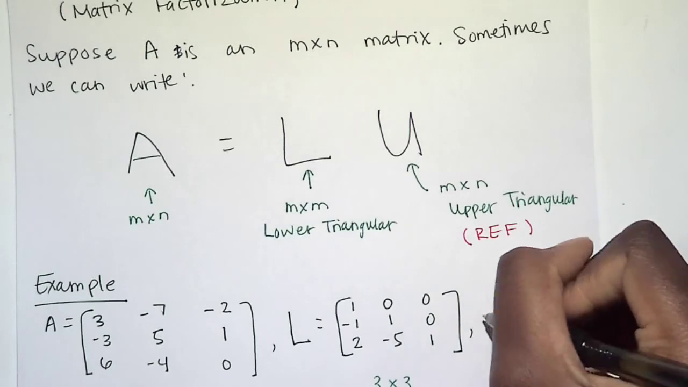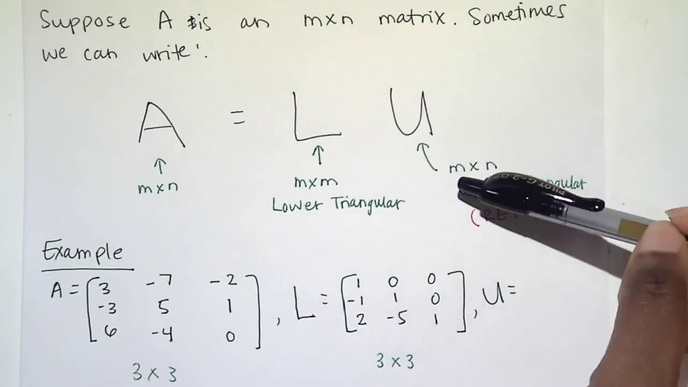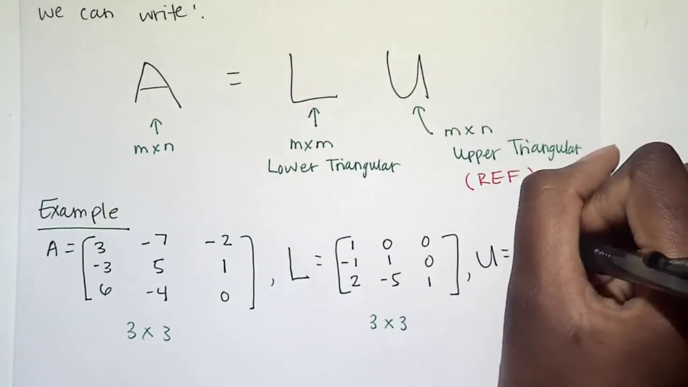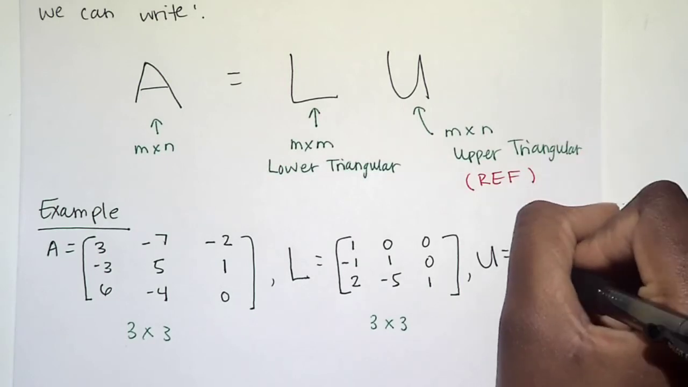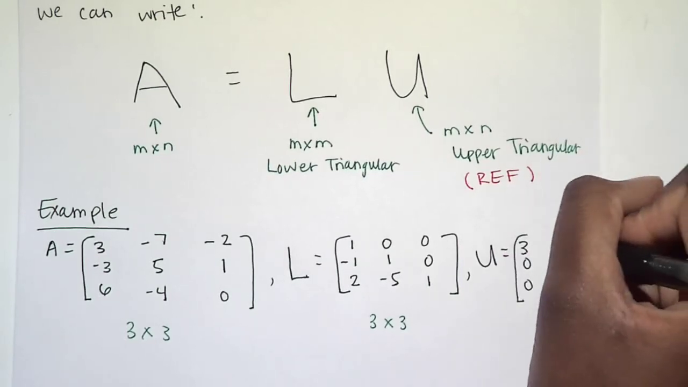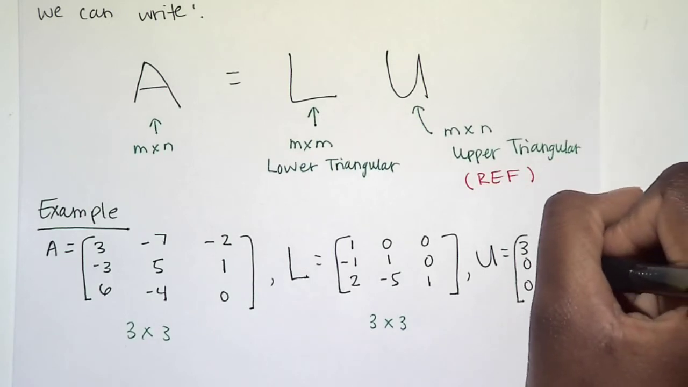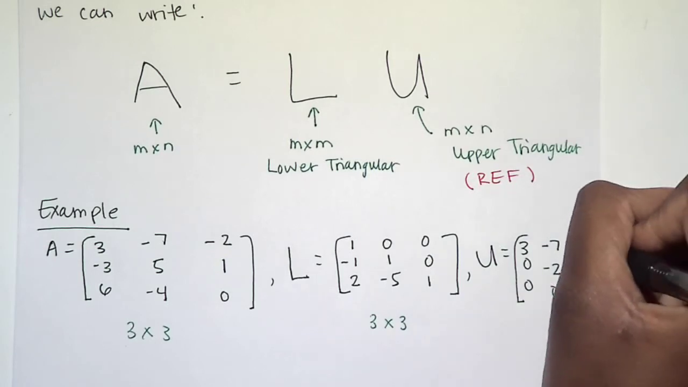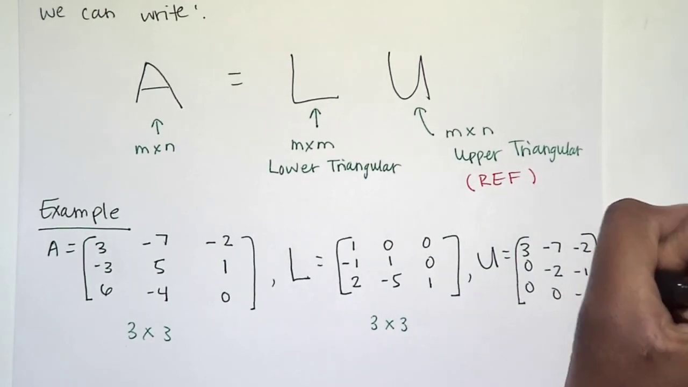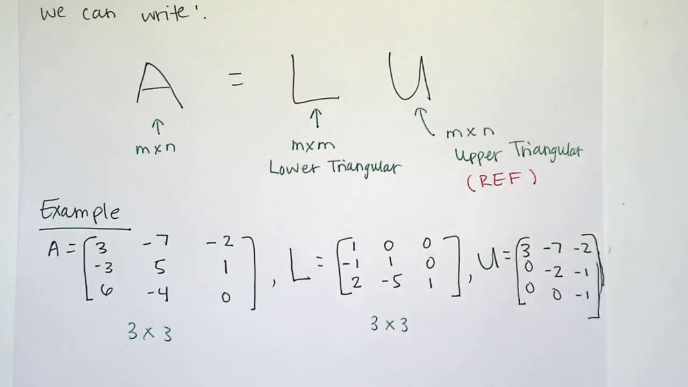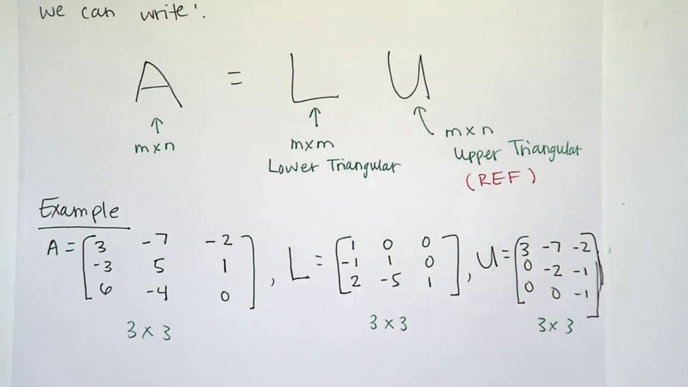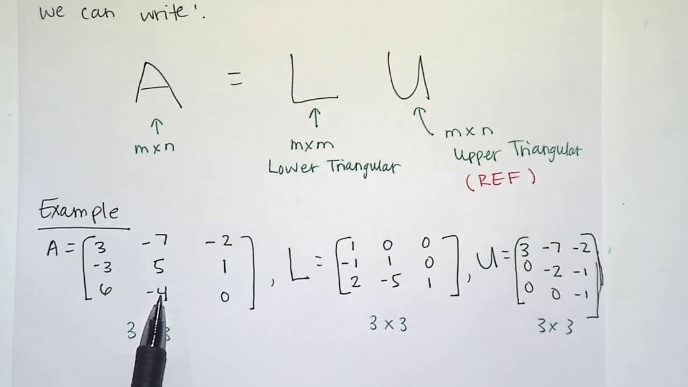And then finally, we're going to have U. This one needs to be M by N, so it needs to have the same dimensions as the original, so it should also be a 3 by 3. 3, 0, 0, -7, -2, 0, and -2, -1, -1. So this is also a 3 by 3. It just so happens all three of these are 3 by 3. And when you multiply these two together, you'll get A.